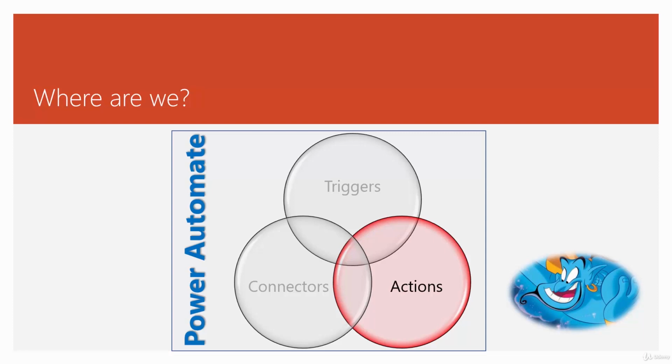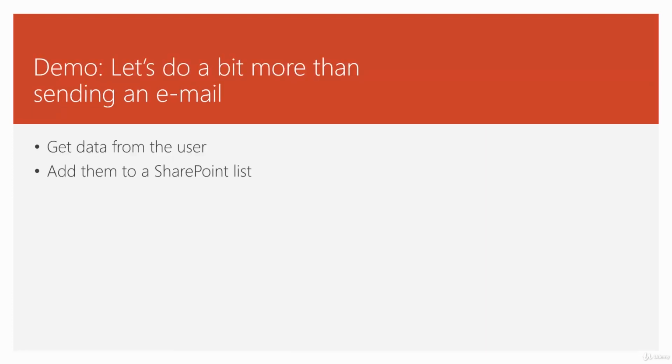Let's have a quick example of the actions. The only action that we have learned so far is how to create an email and send it to someone. So now I want to create a Power Automate flow that gets the information from an instant trigger and submits them to a SharePoint list. To start with, let's start by creating our SharePoint site.